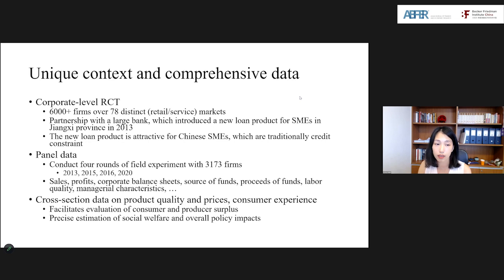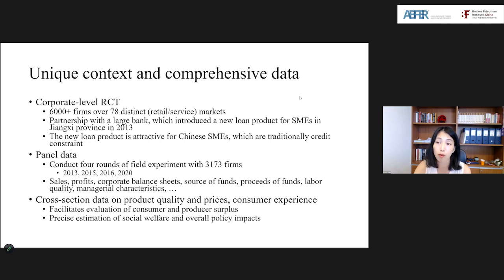The data collection is also very comprehensive. The authors have conducted 4 rounds of experiments with 3,000 plus firms. They have covered a wide range of variables, basically collecting everything in the corporate balance sheets, and they also have various characteristics of the managers. And they also have cross-section data on product quality, prices and consumer experience. So this further facilitates the evaluation of consumer surplus at the end of the paper.